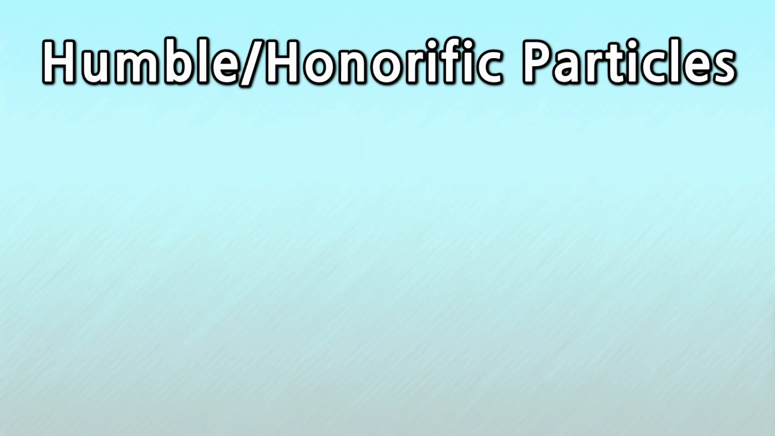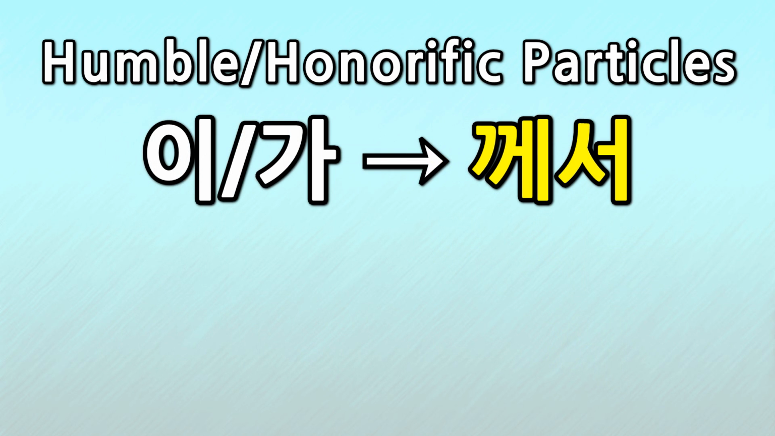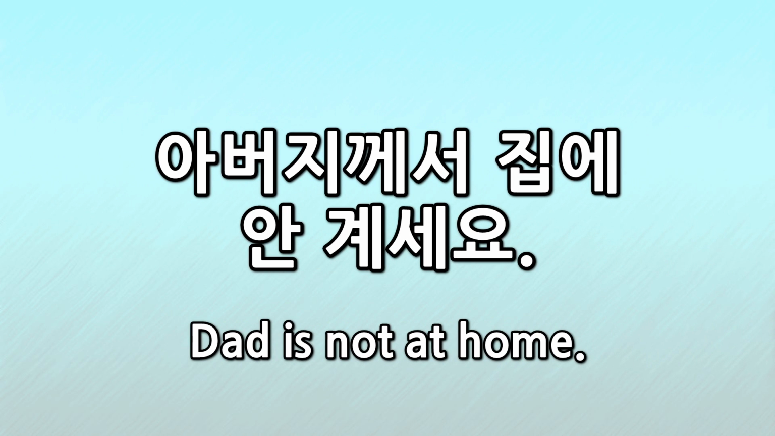When you're speaking honorifically or humbly, you're showing extra respect to the person that you're talking about. But there are more ways to do this than only using honorific verbs and honorific nouns. There are also a few different particles that you'll want to use to show extra respect toward whatever they come after. Here are those particles. You can pause the video and write them down. The first one is the subject marker, 이 or 가. Instead of this, use 께서. So let's go back to an earlier example from the previous lessons. 아버지께서 집에 안 계세요. Dad is not at home.